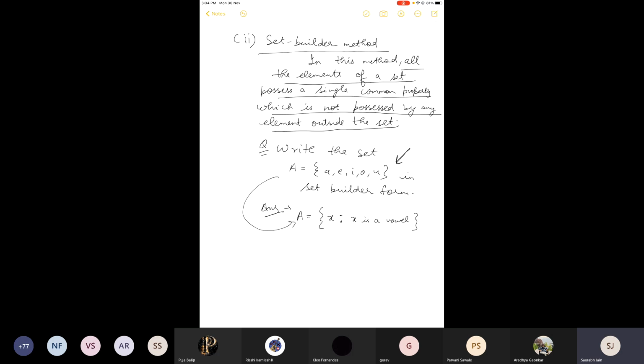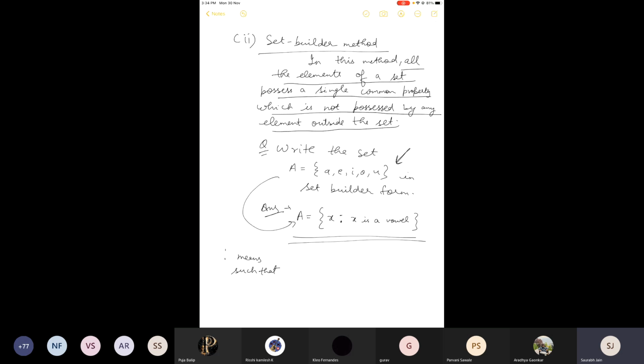How to read this whole thing? A is a set of all x. Listen carefully. I'm reading this thing which is written mathematically, in set builder form. A is the set of all x such that x is a vowel. This colon stands for such that. So it is sufficient to write this. So what we do here, we do not actually write the elements or the objects. We write their common property, which will not be possessed by any element outside this set.